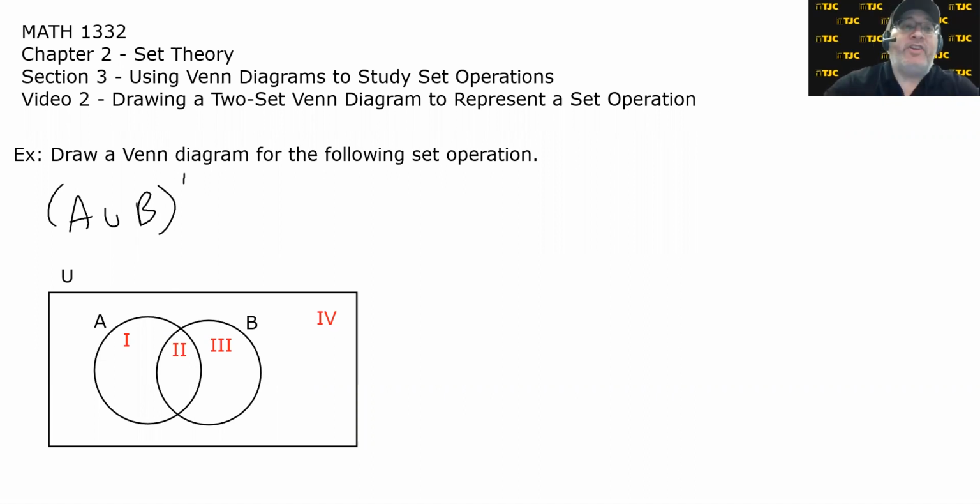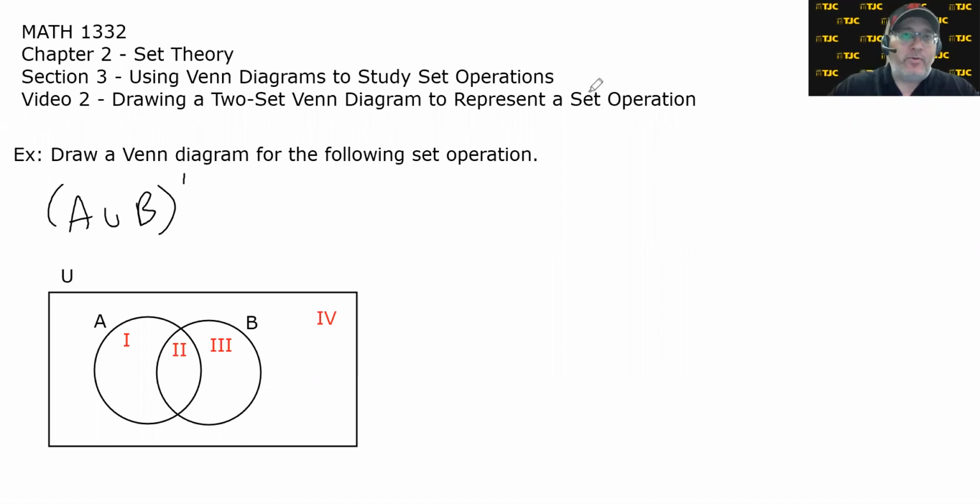You'll notice we've already got a generic two-circle Venn diagram drawn here with sets A and B, and the regions labeled 1, 2, 3, and 4, which will be our standard numbering for the regions in a two-set Venn diagram. So how do we figure out what to shade? Well, there's a couple of ways to do this. One of them is verbally, and the other one is algorithmically.